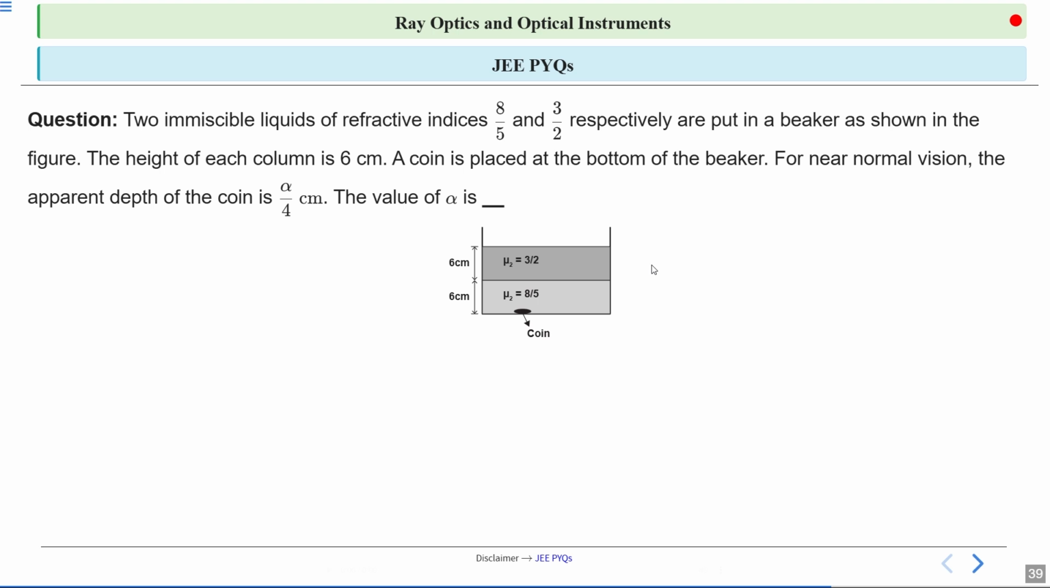You have two liquids with refractive indices 8 upon 5 and 3 upon 2. Each liquid column has a height of 6 cm. The task is to find the apparent depth of a coin placed at the bottom of the beaker, as shown in the diagram. The apparent depth will come out to be in the form of alpha upon 4 centimeter. You have to find alpha in the question.